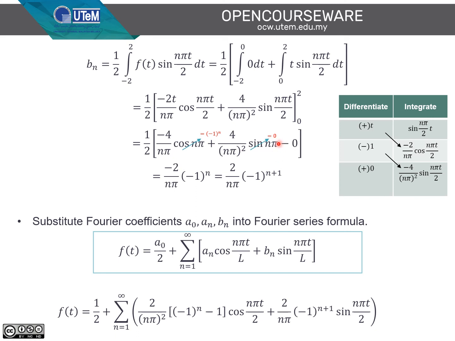So therefore, the answer for the Fourier coefficient Bn is equal to 2 over n pi times negative 1 to the power of n plus 1.